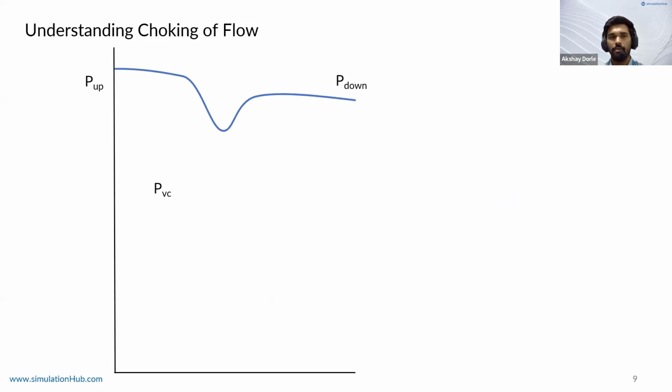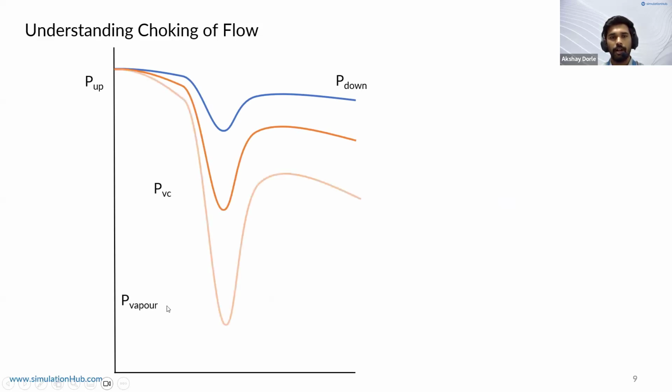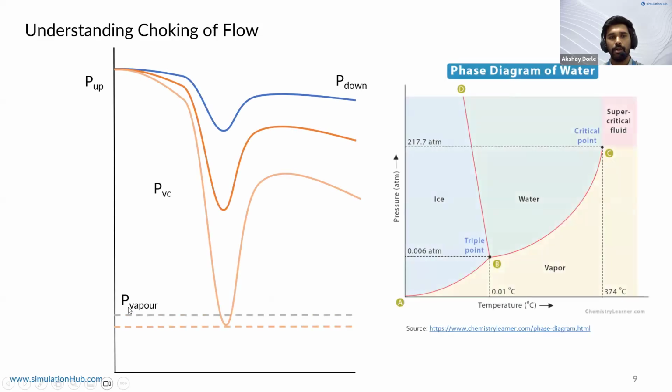So in real life, what will happen is, let's say this is the case where it's a normal pressure drop. We start increasing the pressure drop and we keep on increasing till it reaches the gray line, which is the vapor pressure. Now, as soon as the pressure in the domain goes below this, thermodynamics kicks in. And as we see from this phase diagram, this is a representative image, that once the minimum pressure in the domain falls below the vapor pressure, phase change happens.